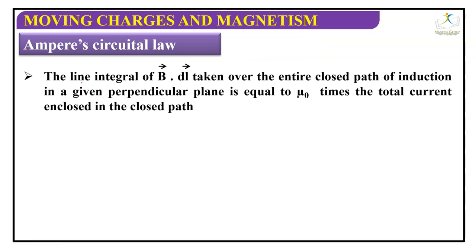Similarly, here is a line integral: the line integral of vector b dot vector dl. This is taken over the entire closed path of the induction. That means this.